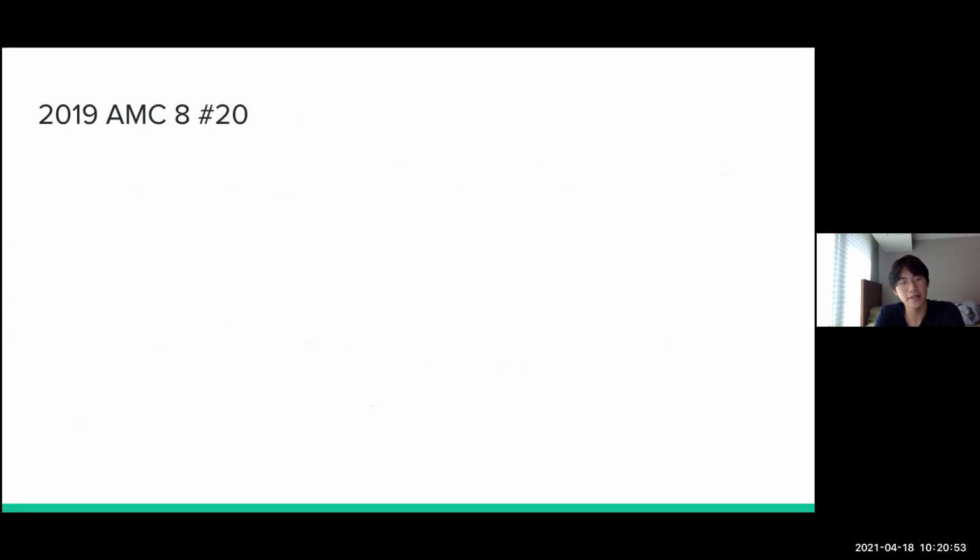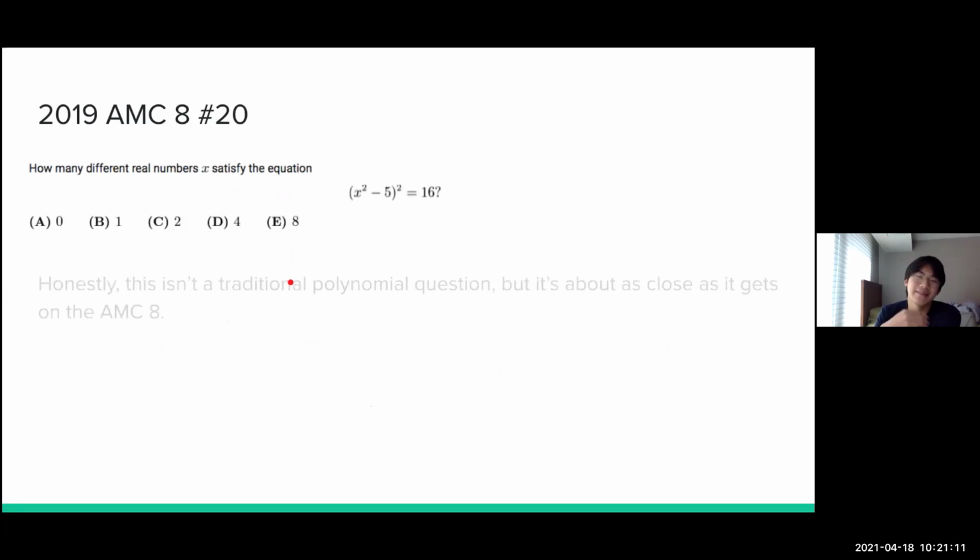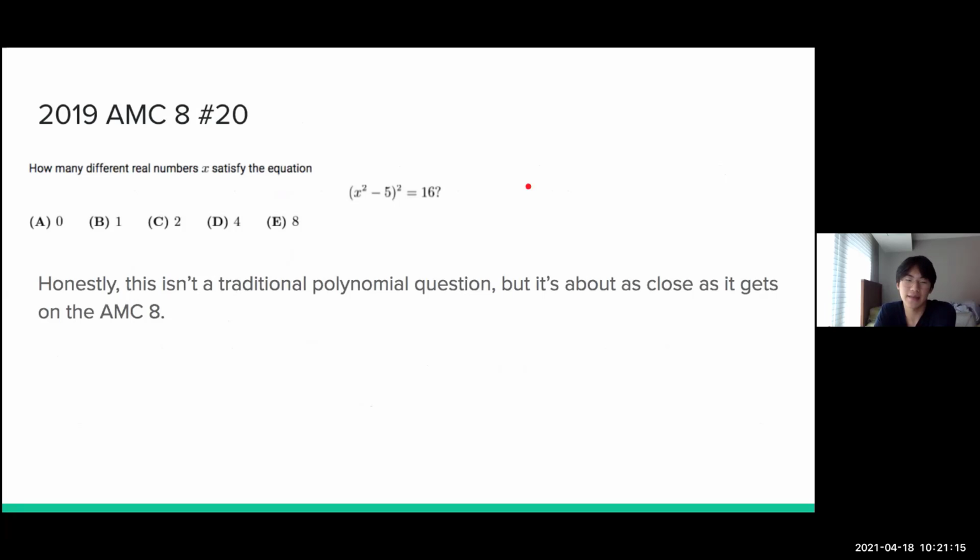2019 AMC 8 number 20 was: how many real numbers x satisfy the equation (x squared minus 5) squared equals 16? Again, I'll give you guys just a moment to digest the question. And to be honest, this isn't really a traditional polynomial question, but it's about as close as it gets on the AMC 8. Polynomial questions don't appear that much in the AMC 8, but this is a good example of one.